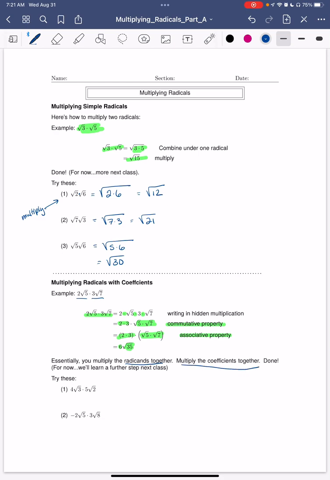So if I look at number 1 here, my coefficients are 4 and 5, so I can multiply those two together to get 20. And then I can multiply radical 3 and radical 2 together to get radical 6. And I'm done. Again, you might want to pause the video and try the next couple, or if you're not feeling super confident, then you might just follow along with me for now. So here we go. Problem 2. Negative 2 times 3 is negative 6. Radical 5 times radical 8 is radical 5 times 8, which is radical 40. And we'll stop there.